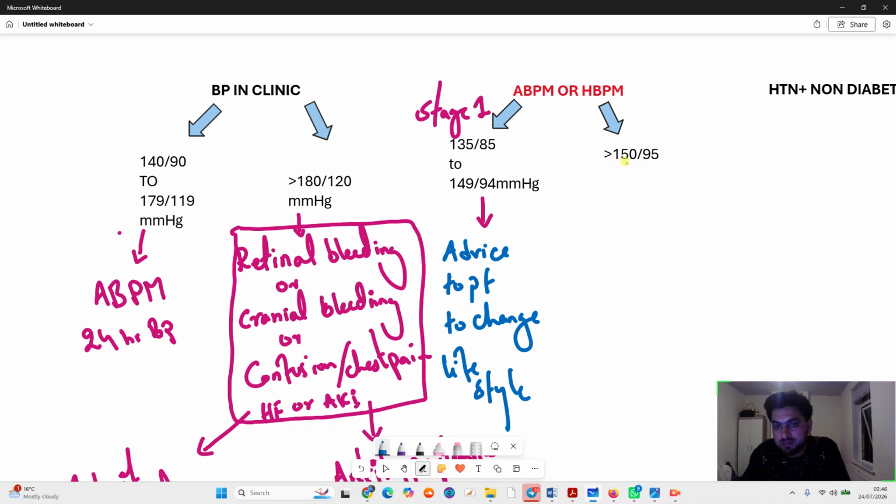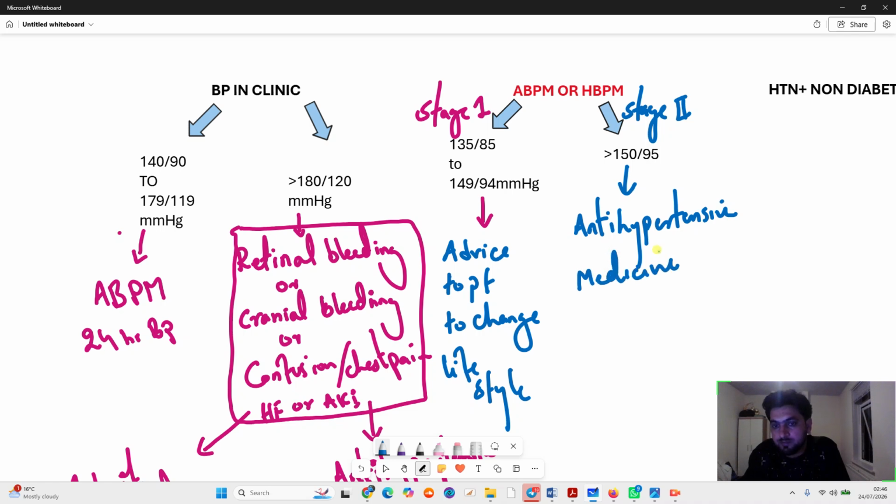But if the patient comes with this range, more than 150 systolic or more than 95 diastolic, this is stage 2 hypertension, and you have to start antihypertensive medicine. How do you choose antihypertensive medicines? It depends on the patient's situation.